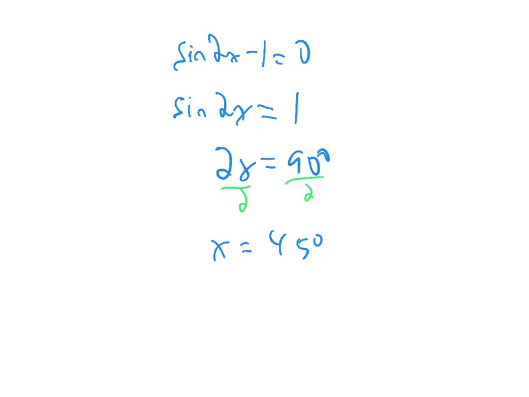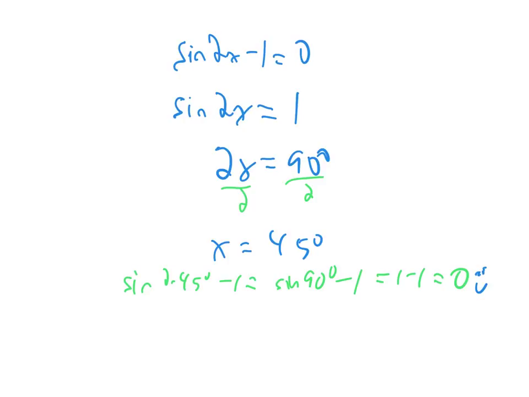And we can go back and say, well, is that really true? Let's check it. Sine of 2 times 45 degrees minus 1 equals sine of 90 minus 1 equals 1 minus 1 equals 0. So, yay, that worked.